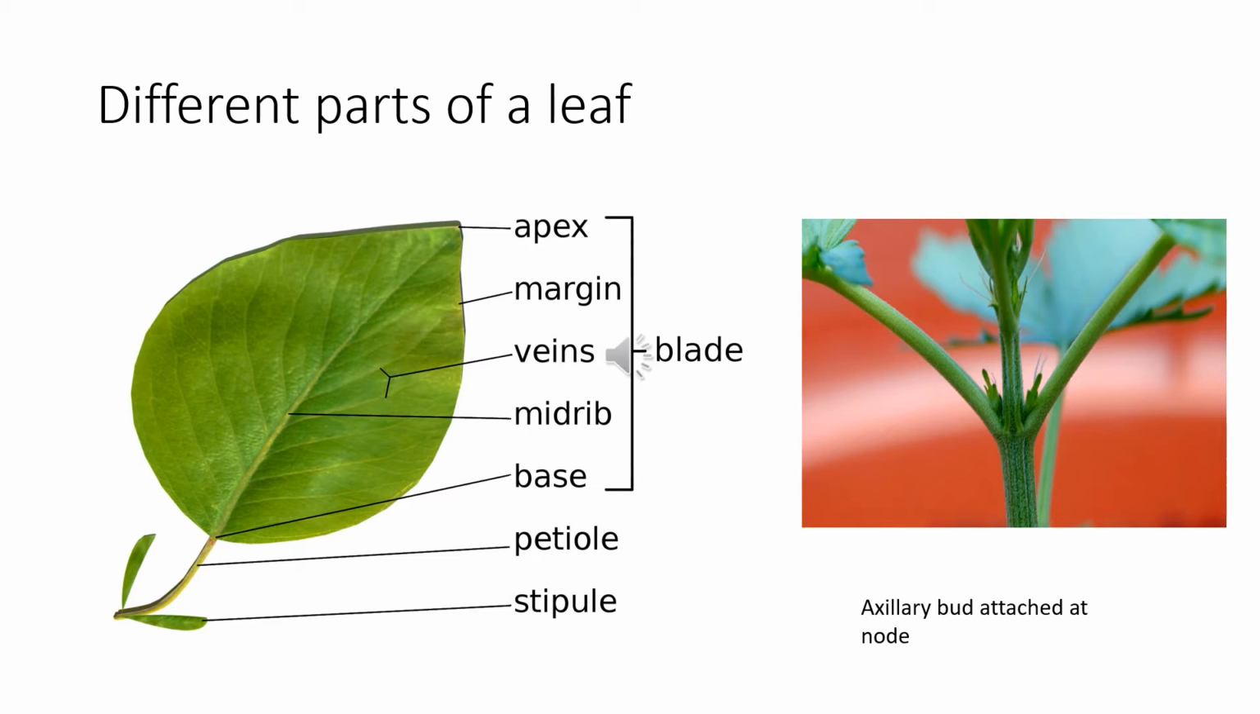And then there is the midrib or the mid vein through which the water and nutrients and food are transported from other parts of the plant to the leaves. From the midrib or the main vein there are veins coming out, and from veins there are subveins or venules, and that form the venation of the leaves. And the part where the leaf is attached with the stem, there are axillary buds that are growing from the nodes.